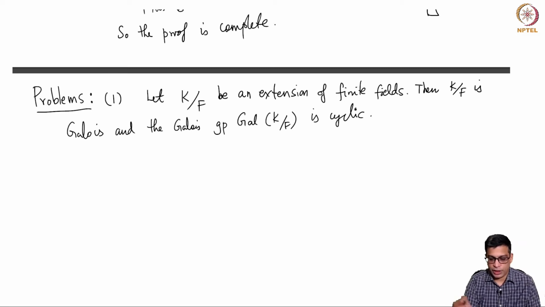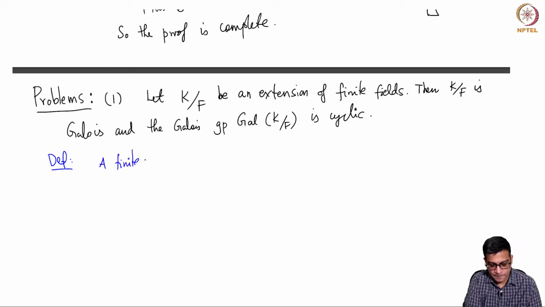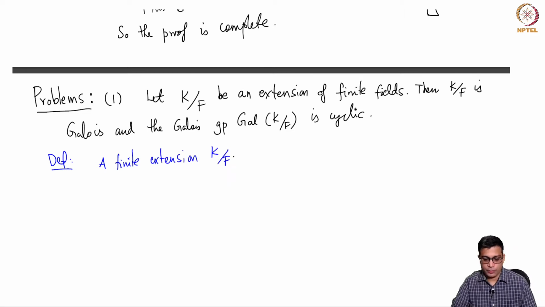Let me give you a definition here before we proceed with the solution. Just a word about terminology. A finite extension always refers to an extension of fields that is a finite extension. When I say a finite extension, I am not asserting anything about whether K and F are finite fields. That's a general statement. Here I am saying K over F is an extension of finite fields. That means K and F are finite fields. So there is a big difference between these.